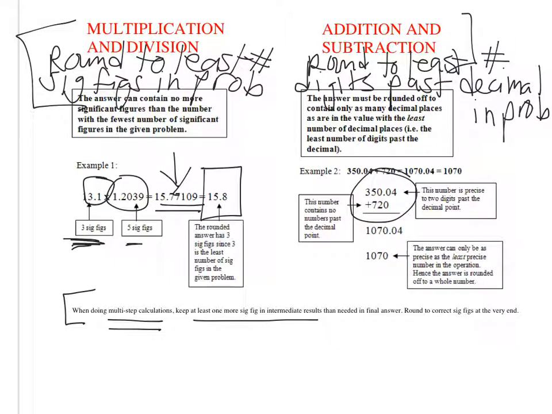350.04 plus 720. You notice that you've got 2 digits past the decimal, and in the second one you've got 0 digits past the decimal. So even though your calculator gives you this answer of 1070.04, you need to round it to the least number of digits past the decimal, which would just be a whole number of 1070. All right, so probably would be good practice if you guys were to throw these in your calculator at some point and make sure that you could come up with these actual answers.